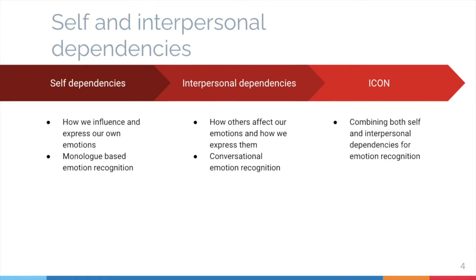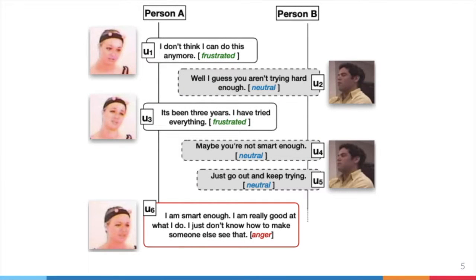One of the main things that this paper is focusing on is including self-dependencies and interpersonal dependencies. Most of the research before was just focused on self-dependencies, which is really monologue-based emotion recognition, whereas now ICON is also including interpersonal dependencies, so how the other person affects our emotions and how we express them. So more so getting into conversational emotion recognition, along with a lot of other parts and features that they are using. But basically, this is interpersonal dependencies.